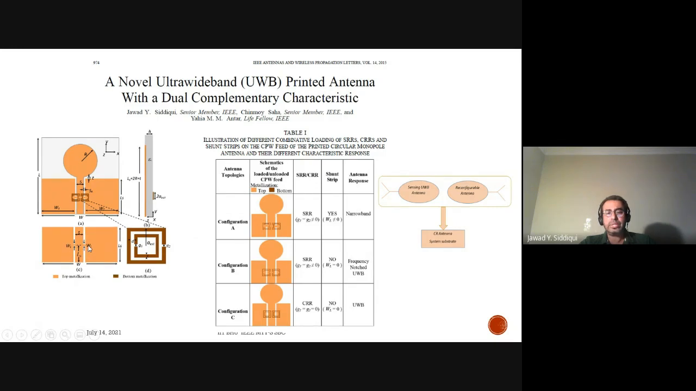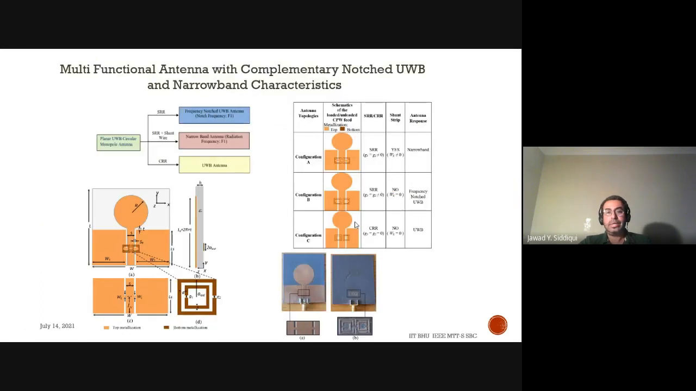This is shorted. Of course, depending on the thickness of this line, it yields a narrowband response. What was working as a notch frequency is now basically radiating, and the rest of the band, the rest of the spectrum, has been suppressed, which we'll see in this design.